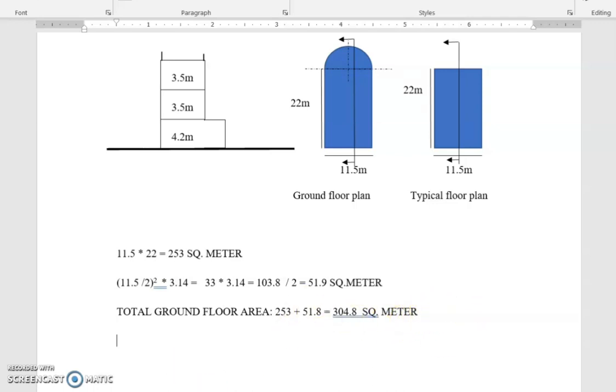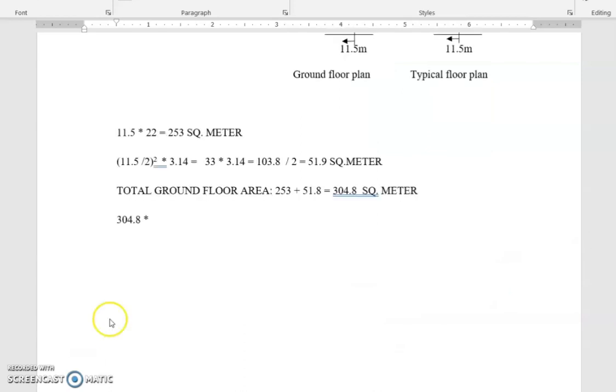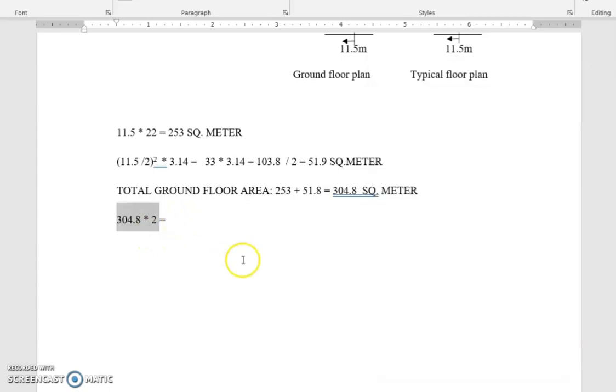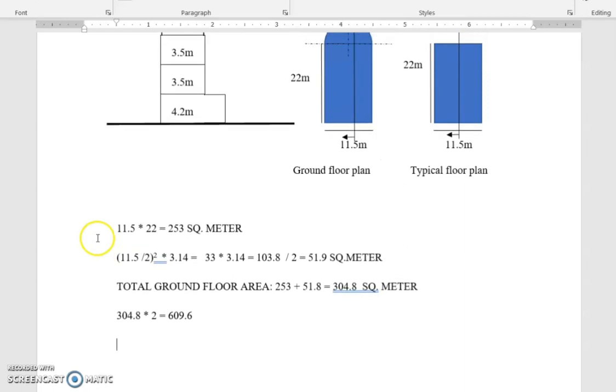Then now we know the ground floor area, and the weighting factor for the ground floor. You can see here that we multiplied by 2 because 2 is the weighting factor for the ground floor, giving 609.6. So this is the area multiplied by the weighting factor. Now let's go back to the next one.